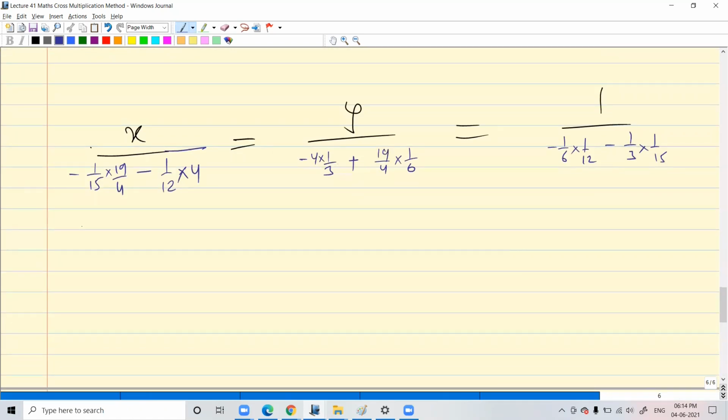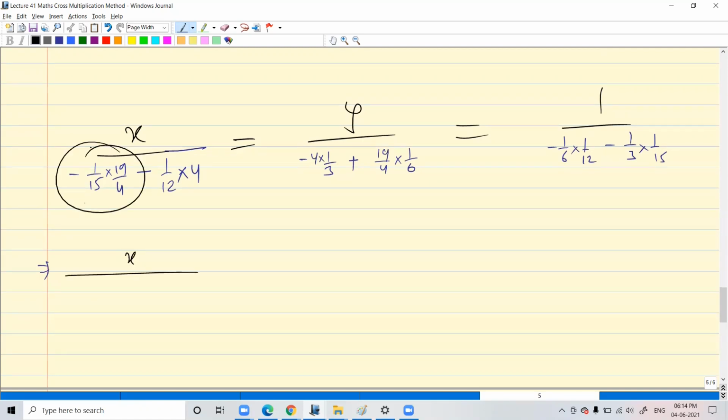So I will simplify. Like I said, I will not try to move anything. I will try to simplify like this itself. So x by what? Tell me. Can anything be cancelled over here? No, right? Nothing can be cancelled. So it will become 19 by 60. And this will become 1 by 3.